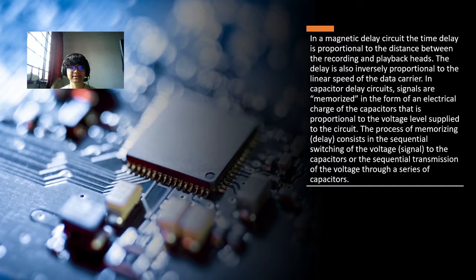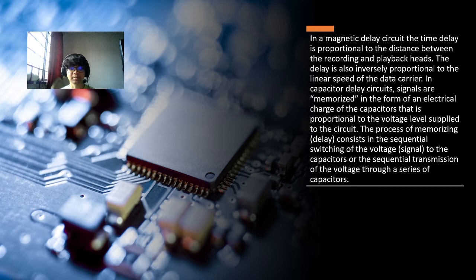And in a magnetic delay circuit, the time delay is proportional to the distance between the recording and playback heads. The delay is also inversely proportional to the linear speed of the data carrier. In capacitor delay circuits, signals are memorized in the form of an electrical charge of the capacitors that is proportional to the voltage level supplied to the circuit.